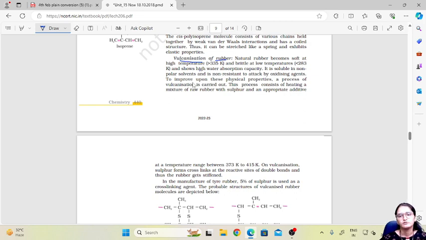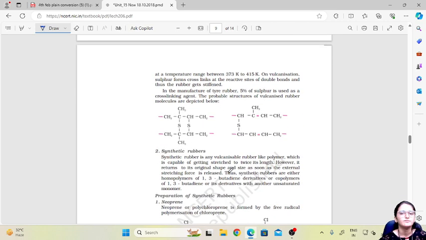raw rubber with sulfur and an appropriate additive at a temperature of 373 Kelvin to 415 Kelvin is done. Then on vulcanization, it forms cross links at the reactive sites of double bonds and the rubber gets stiffened. So questions like what is vulcanization, and what happens after vulcanization, are asked in the exam.